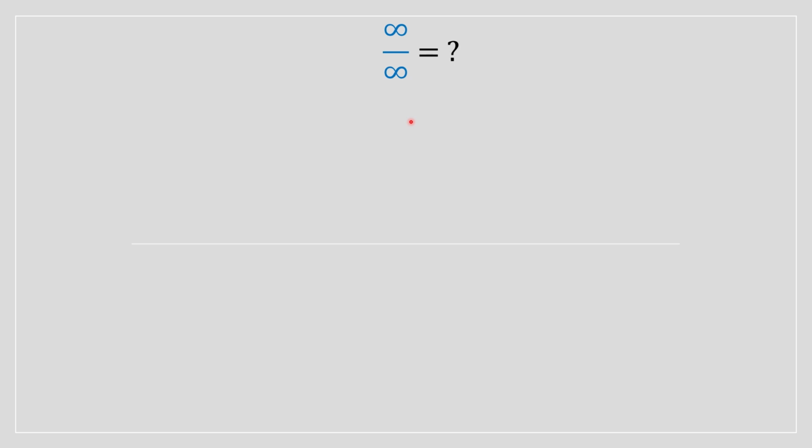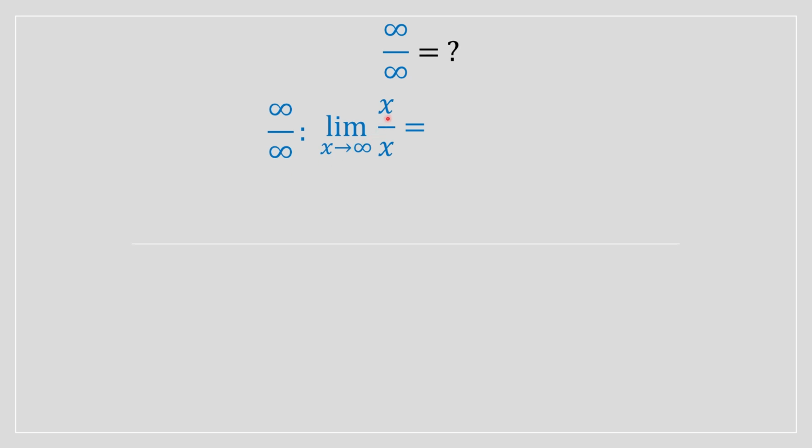Right. So the first step that you are going to need to do is rewrite infinity divided by infinity as a limit. We're going to represent it as a limit, as shown on your screen: the limit as x approaches infinity of x divided by x. These are equivalent expressions, one represented as a limit and one represented as infinity divided by infinity.